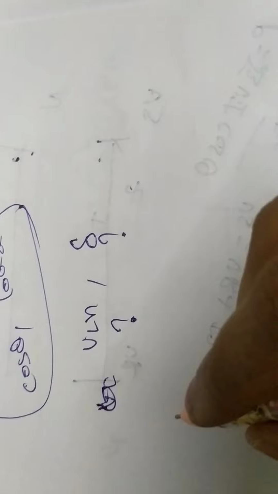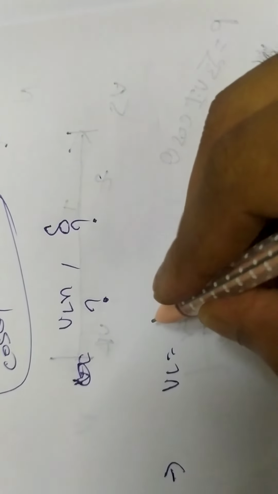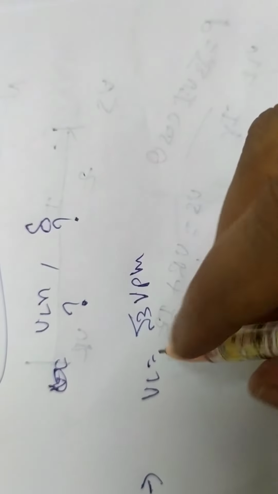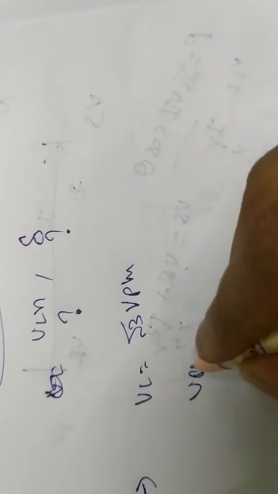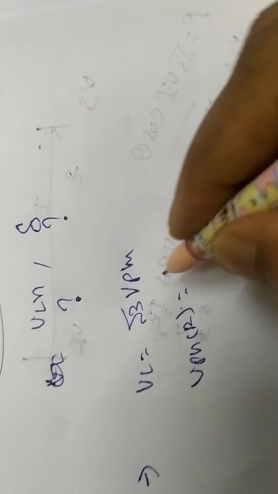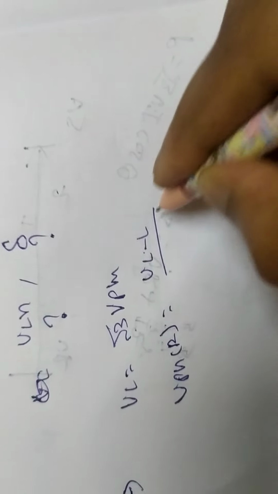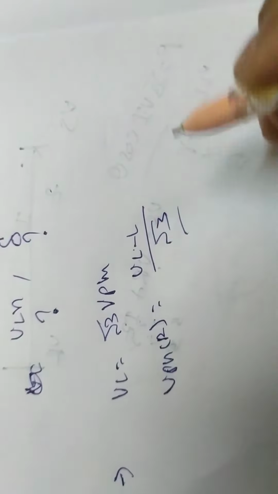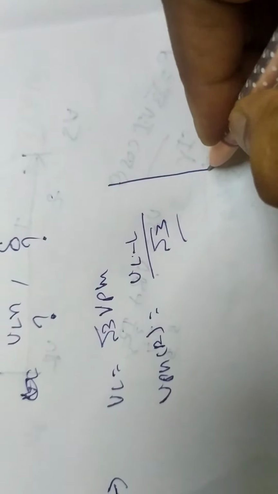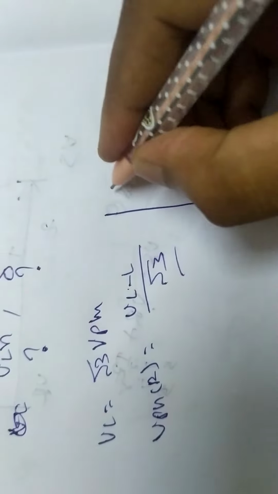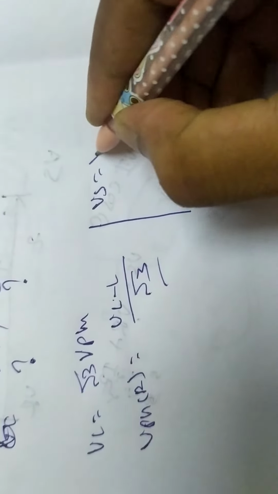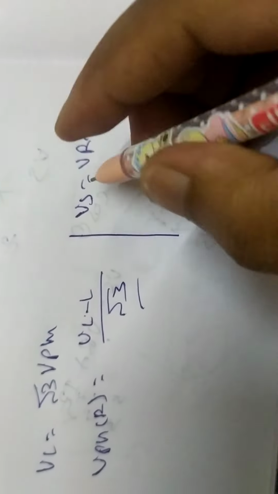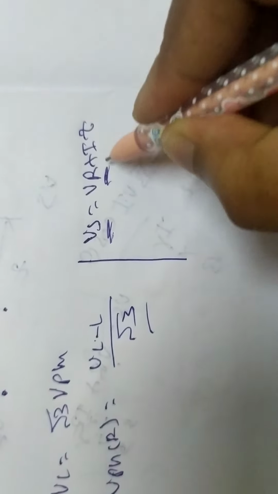For that we need some formulas. VL, the line voltage, equals root 3 times V phase. This is a basic formula, all of you know. Now the phase voltage is VLL by root 3. From that we can get the phase voltage. Now we have to use the formula VS equals VR plus IZ. This is the sending end voltage and this is the receiving end voltage, as we all know.